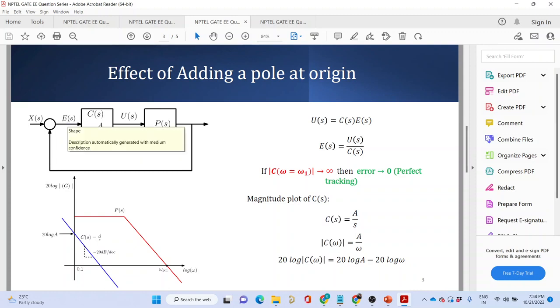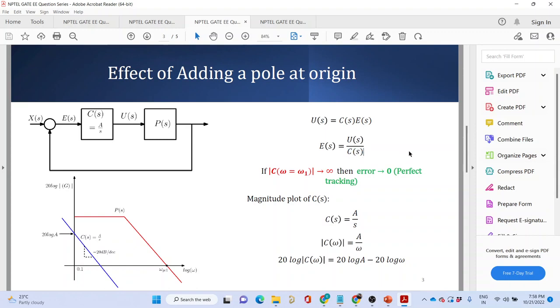See, if you look at this, E of s is the error function. So U of s equals C of s into E of s. So E of s equals U of s divided by C of s. U is the output of this controller block, and C of s is the impulse response of the controller. So if I want E of s to be 0, then the value of C of s should be very high, right? Correct?